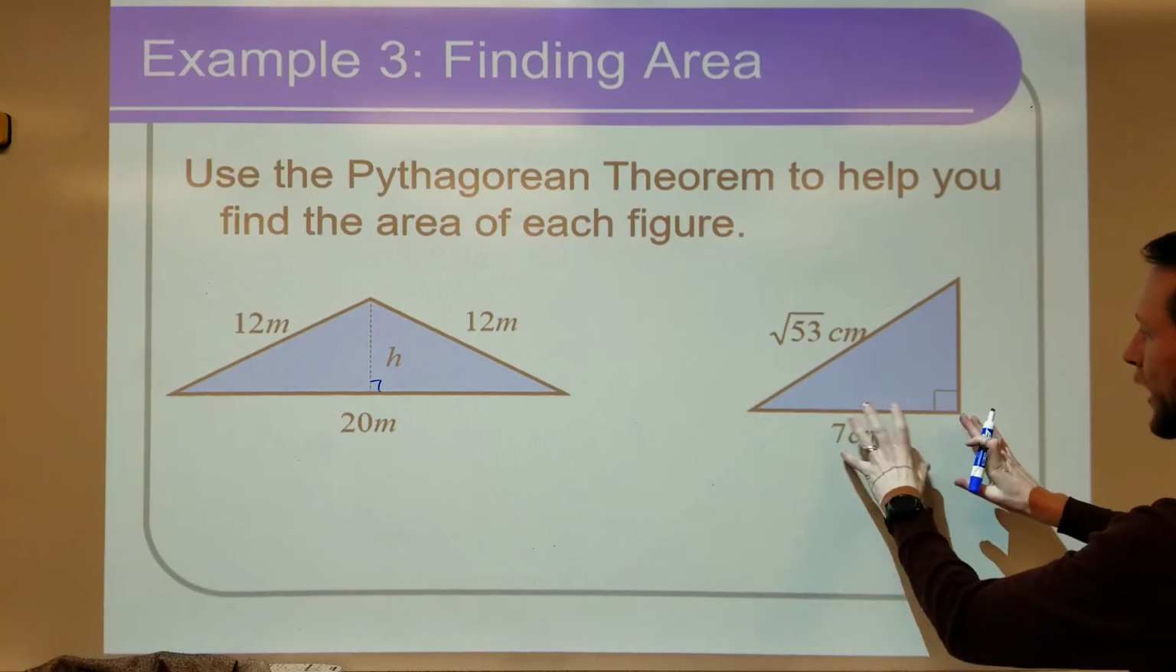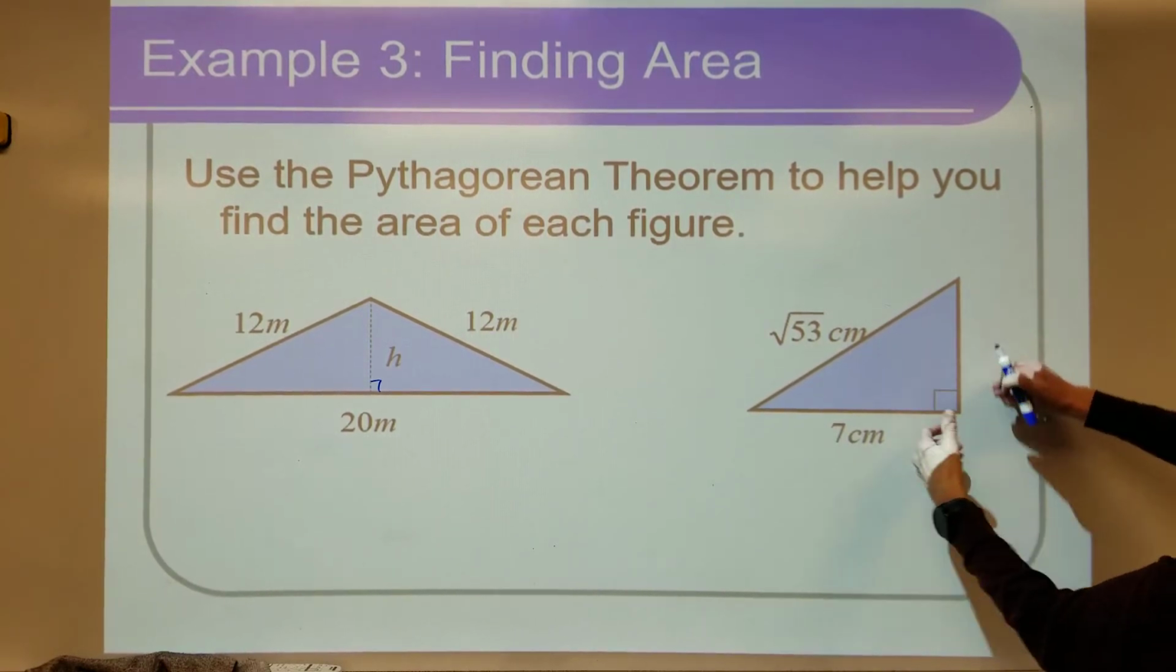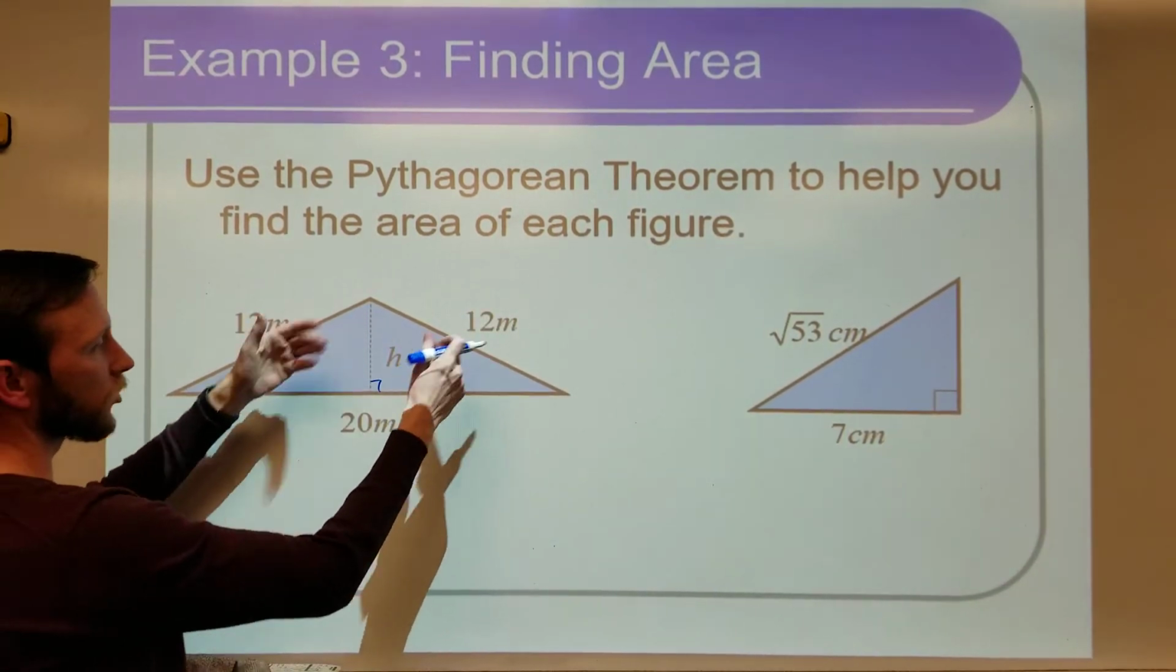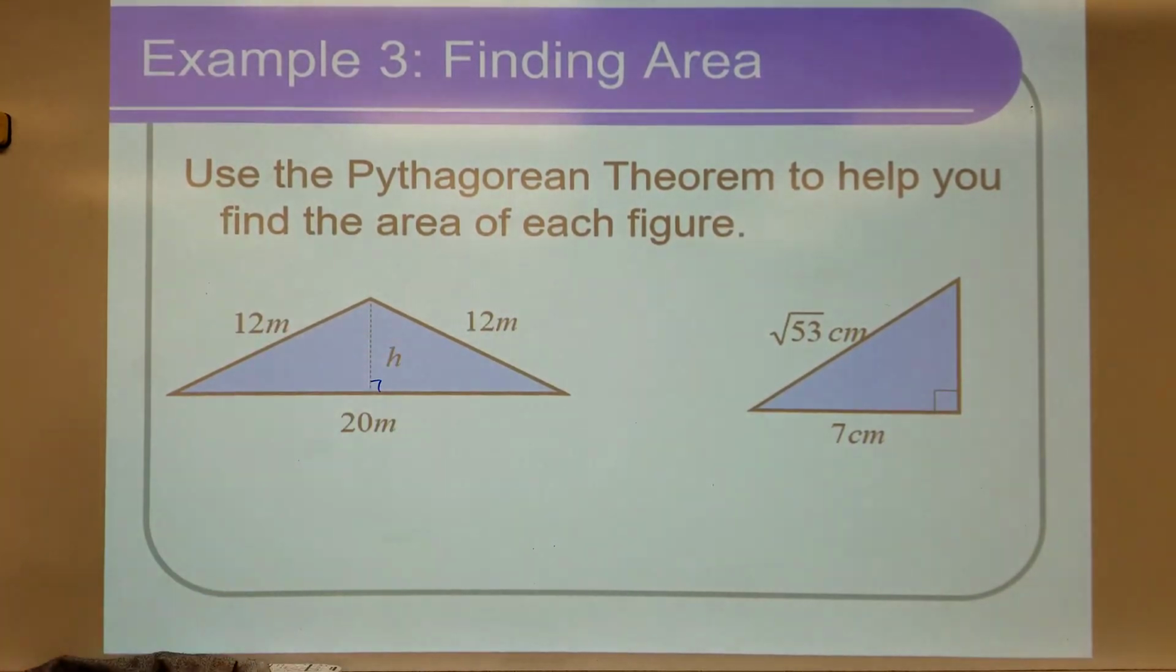And so the question is, how do I find out what this is so that I can know what the area is? How can I find out what the height of this isosceles triangle is so I know what the area of the total triangle is? And that's going to require that we do a little bit of computation.